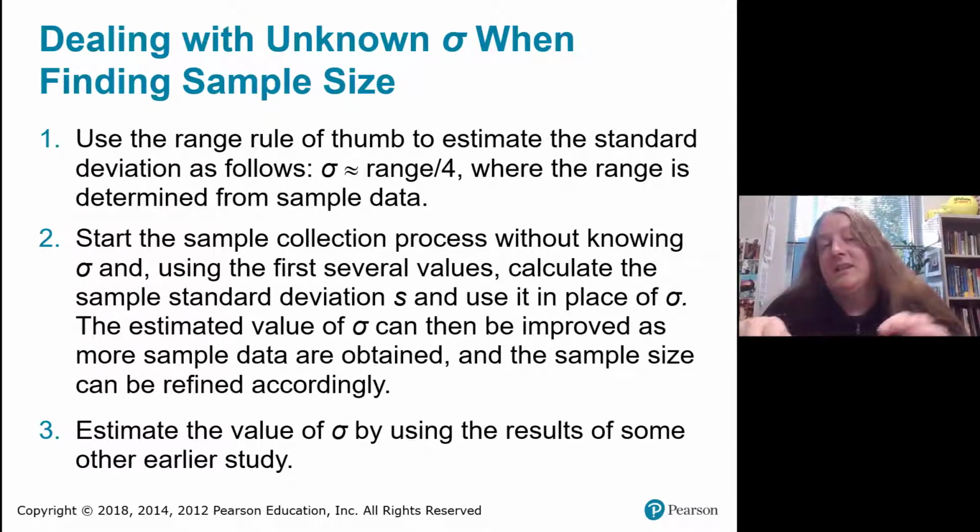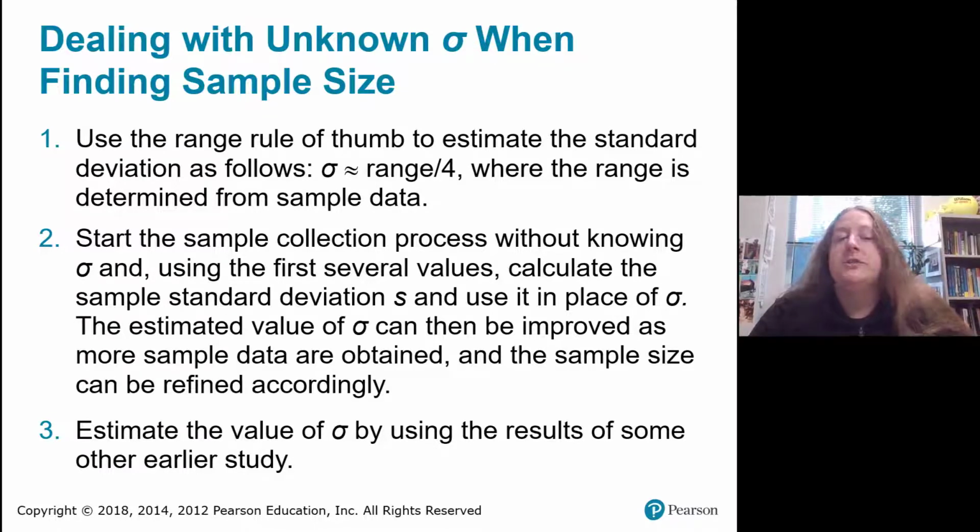So that's the case where we know our population standard deviation, which we haven't really been dealing with for the entirety of this lesson so far. So what happens when we don't know our population standard deviation? Well, we can take our data and estimate the standard deviation using the range rule of thumb, by taking the range from our sample data and dividing it by 4. That gives us an estimate of our population standard deviation that we can use.